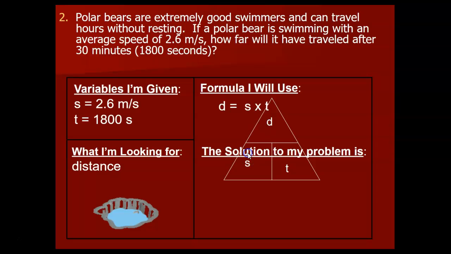Formula I will use. D equals S, which is speed, times T, which is time. The solution to my problem is 2.6 meters per second times 1800 seconds. Because we have two of the same variables, S and S, those two will cancel each other out. And you would get 4,680 meters. So again, the S's canceled each other out because there were two of them.